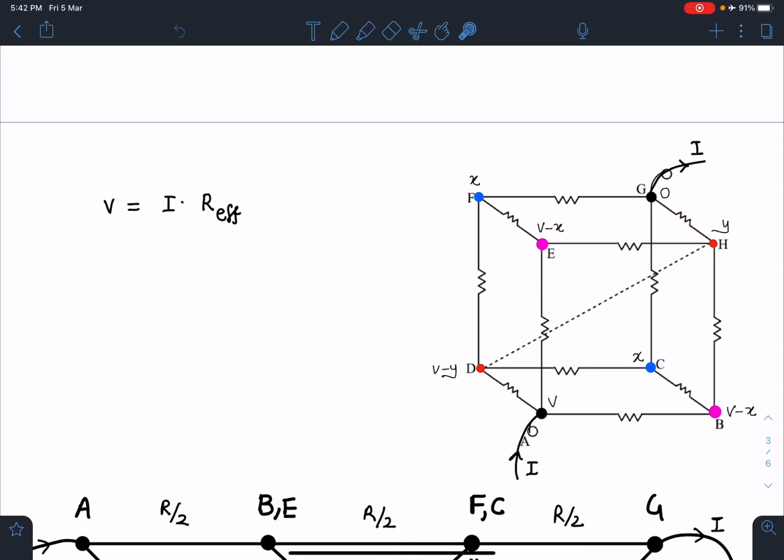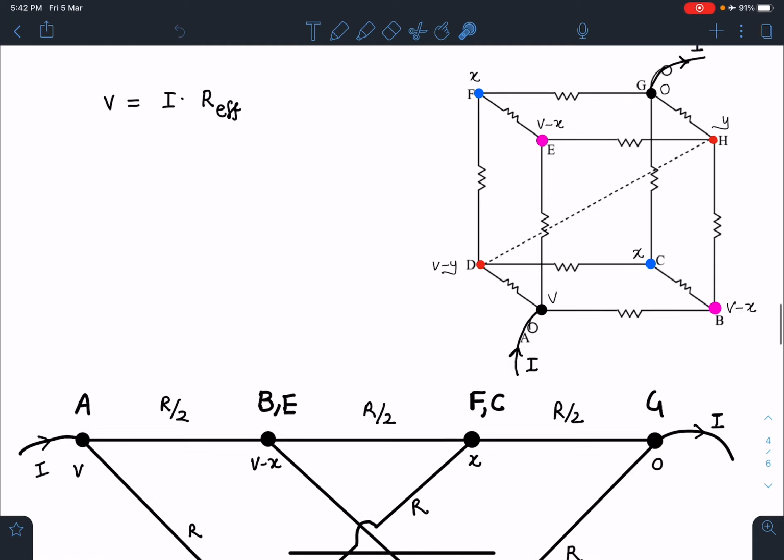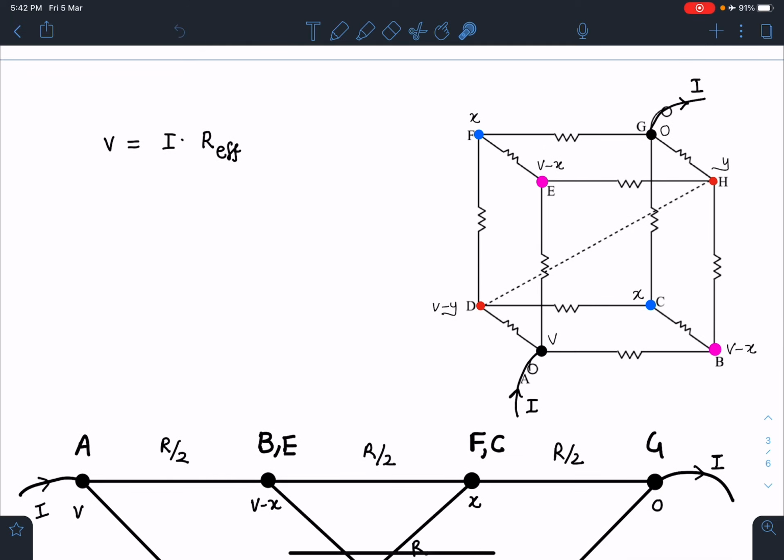Now after this, when I rearrange the circuit, I can say that this point B and E are at the same potential.